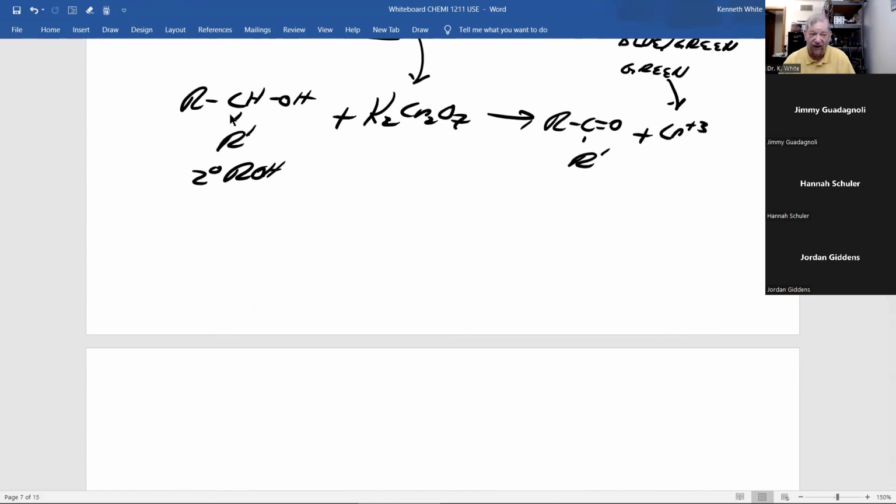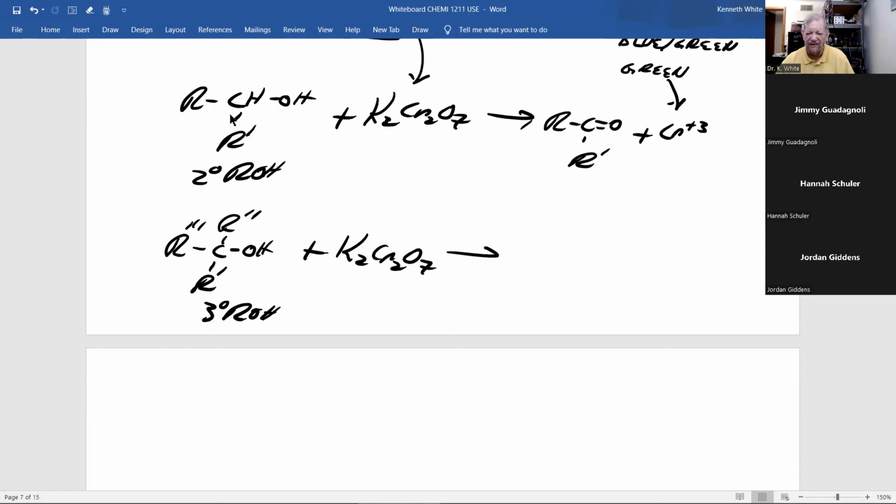However, if you have a tertiary alcohol and react it, oxidize it with potassium dichromate, guess what? No reaction.